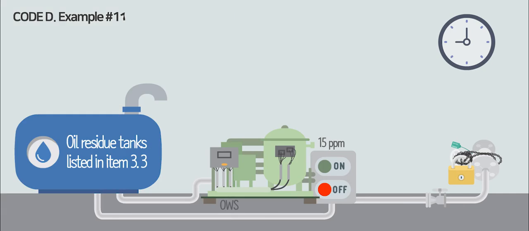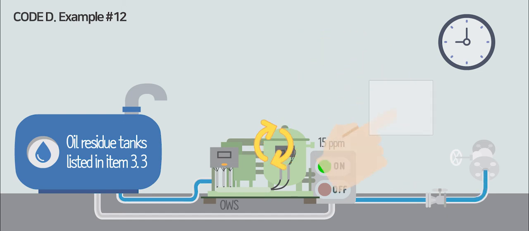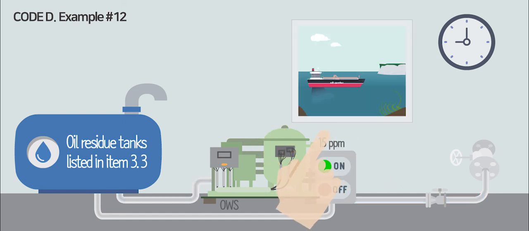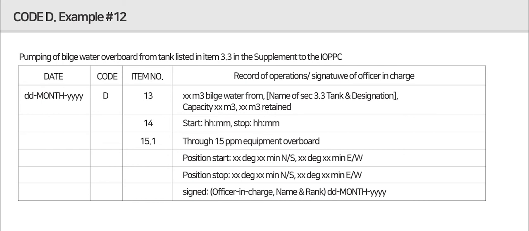Example 12. In case of pumping of bilge water overboard from tank listed in Item 3.3 in the supplement to the IOPPC. Item 13. Quantity of bilge water disposed, and name of tank, tank capacity, quantity retained. Item 14. Start and stop times disposed overboard. Item 15.1. Start and stop positions disposed are recorded using Code E.